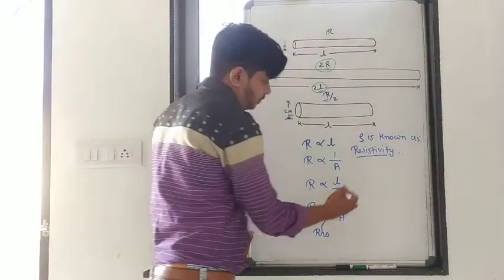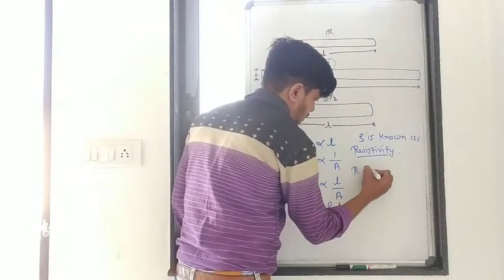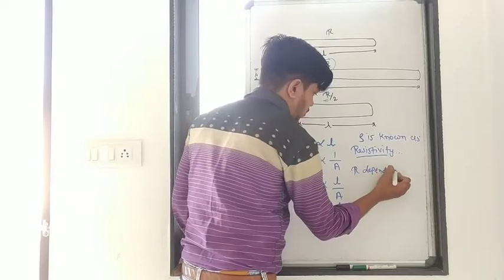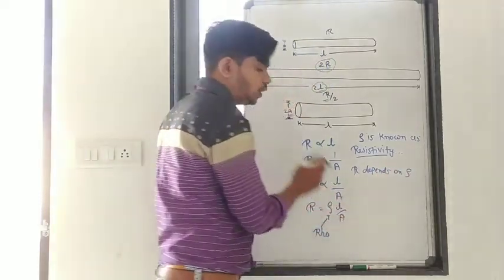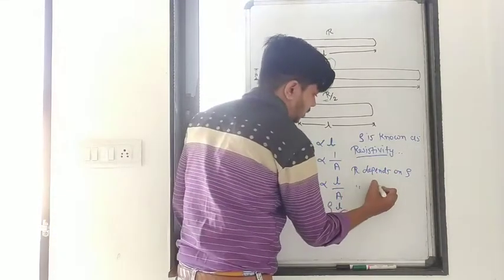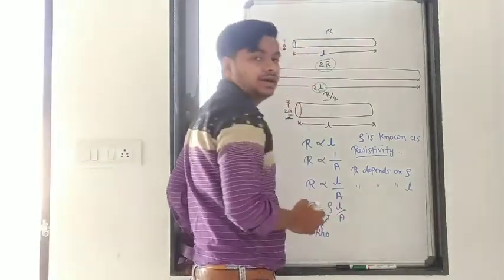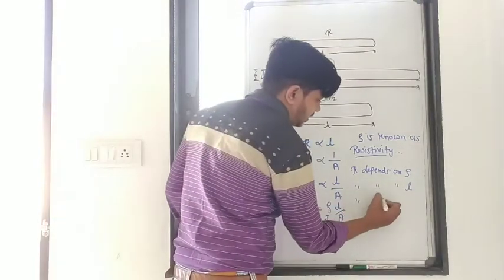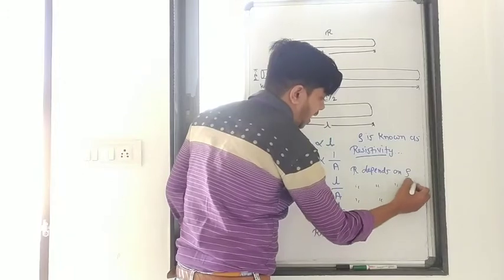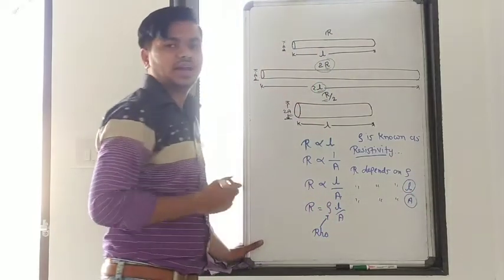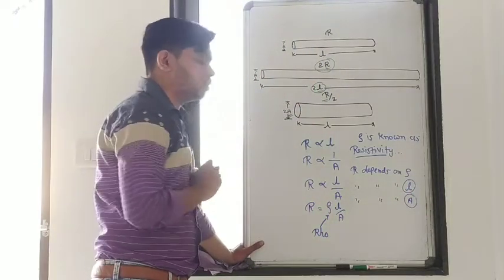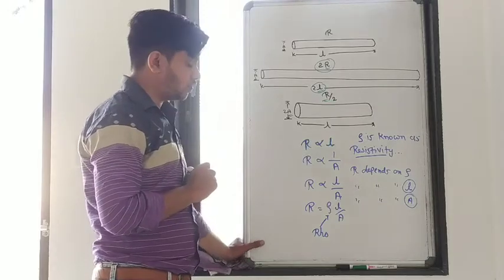So this R depends on rho. According to this, R depends on L, the length, and R depends on A. L and A give the size of the conductor. So the resistance depends on the size of the conductor.